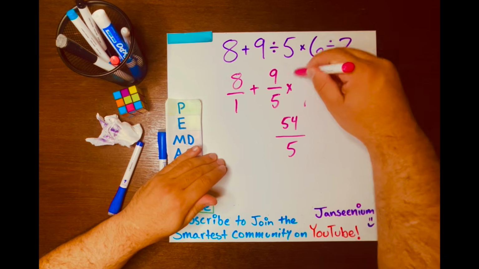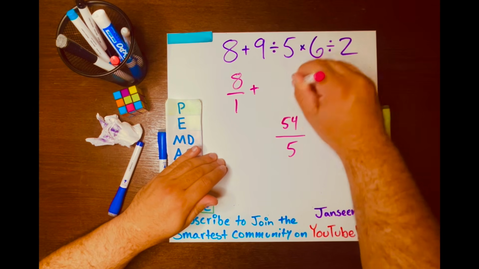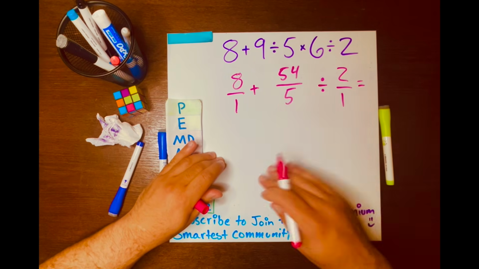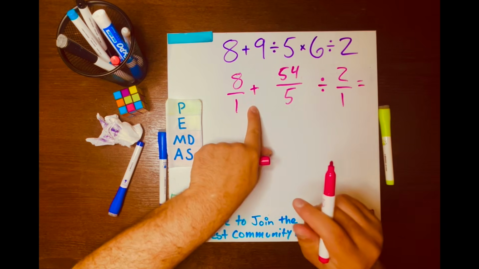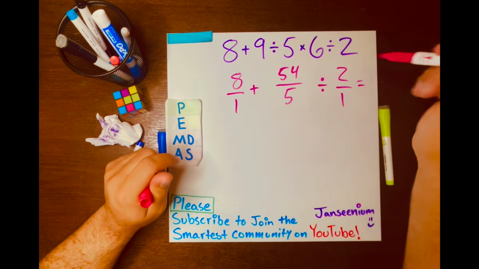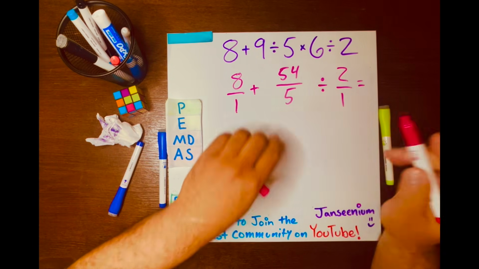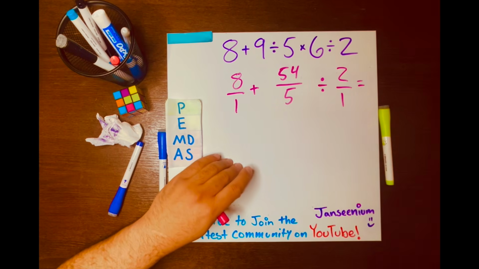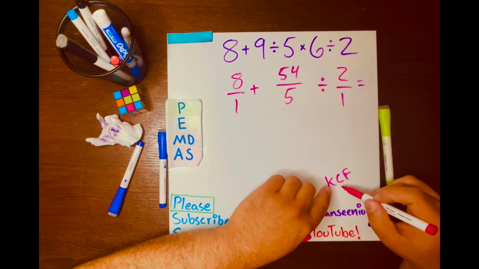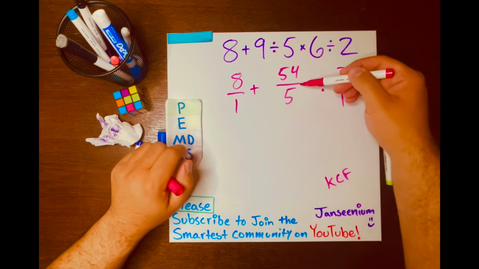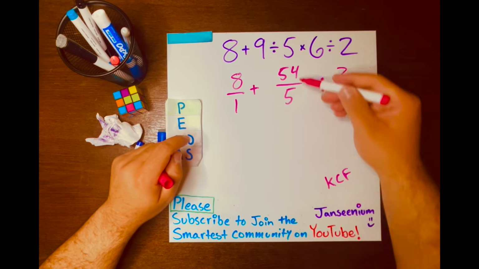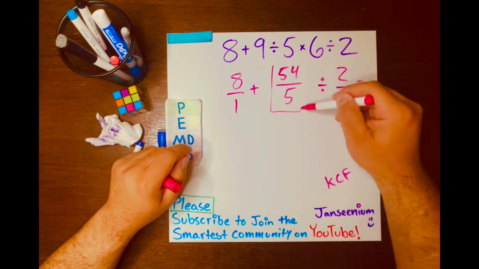Next, I erase the center for space and write in 54 over 5. And you tell me, do I start with addition or do I start with division? If you pick division, you are correct because division has higher priority than addition. So we're dividing two fractions, and use this keep, change, flip method. Anytime you see a fraction divided by a fraction, use this method. So you keep, that's what the K stands for. You keep the first fraction. Good. So I'll box it in for you.